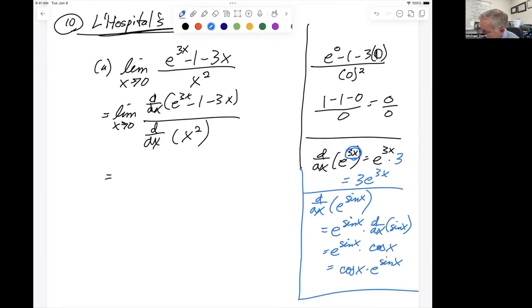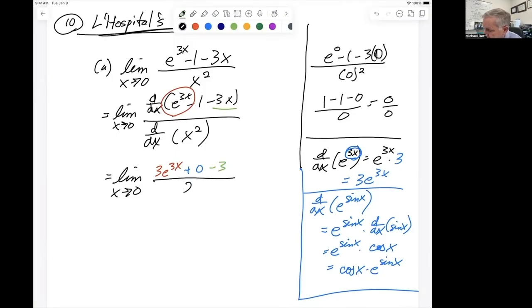Yeah, make sure you know how to take the derivative of e to any power. Okay, so I'm going to keep writing down my limits here. So I take the derivative of e to the 3x, that's 3e to the 3x. The derivative of minus 1 is 0. And then the derivative of minus 3x is minus 3. And that's all over the derivative of the denominator, x squared, which is 2x.